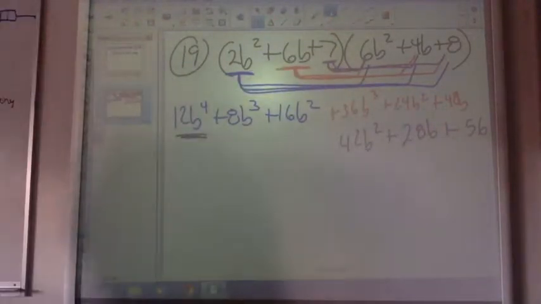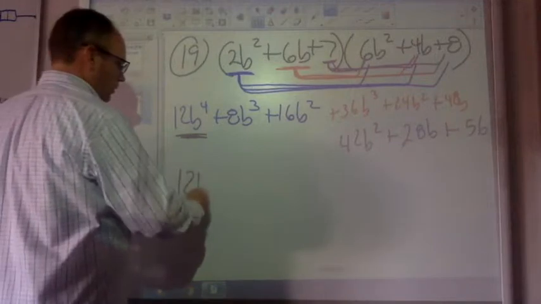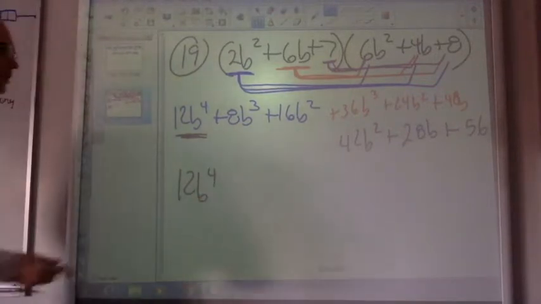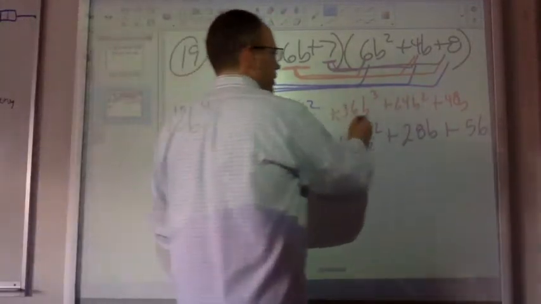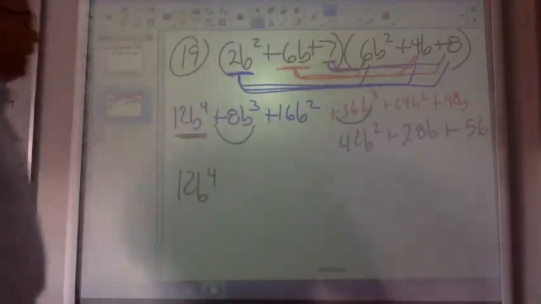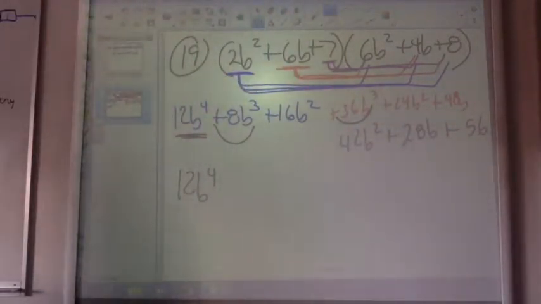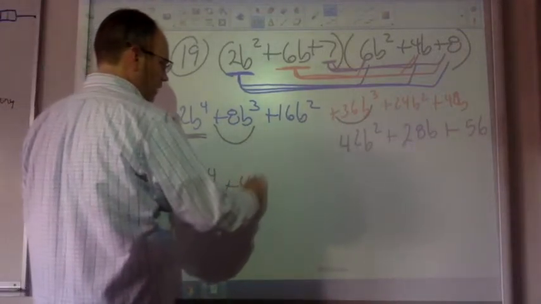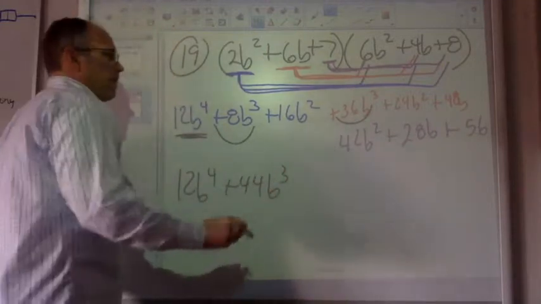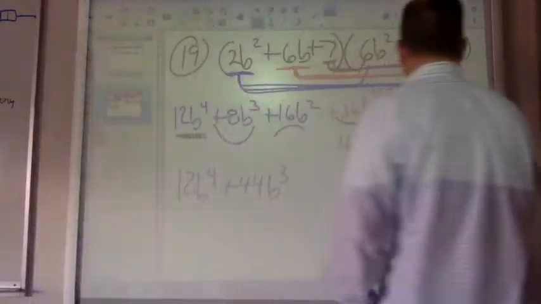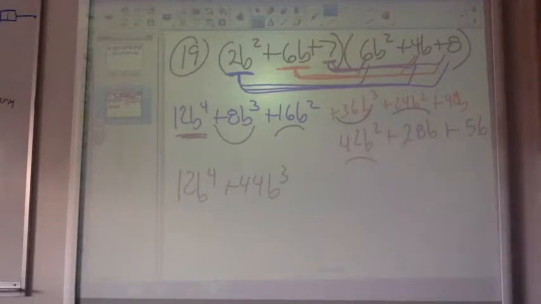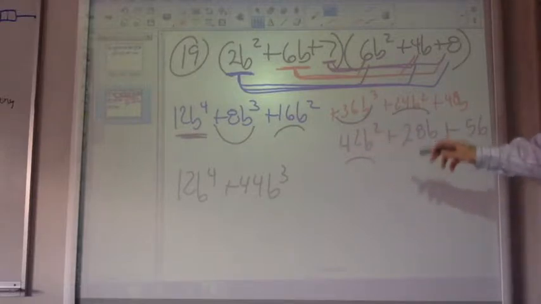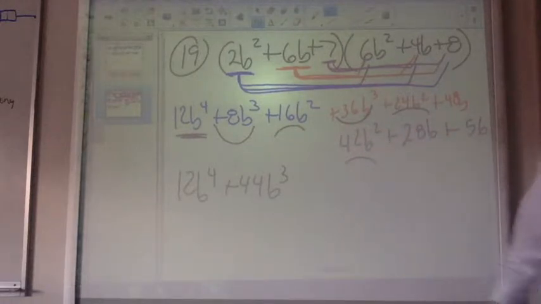All right. So there's no other b to the fourth. So I have that. So I'm good there. So let's go to the third. Third, I only have those two, right? So I'm going to add 36 and 8 together to get 44. It's positive. Now I have b squareds. So I have 16 plus 24 is 40. 40 added to 42 is 82b squared.